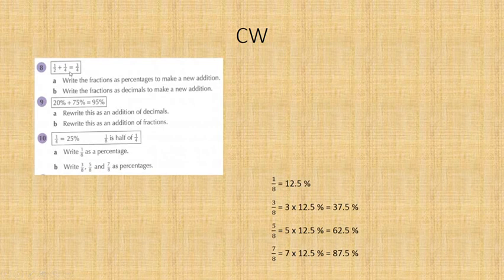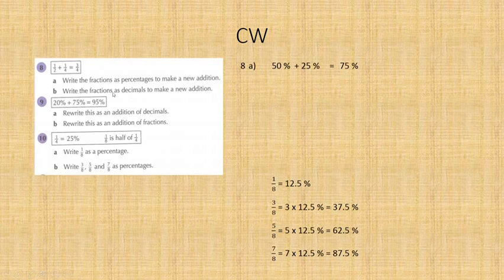1 over 2 plus 1 over 4 equals 3 over 4. So number A, write the fractions as percentages to make a new addition. So this 1 over 2, it's 50%, right? And this 1 over 4, it's 25%. So when I add them together, it's going to be equal to 75%.